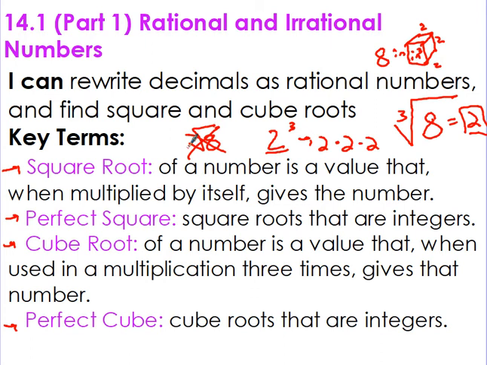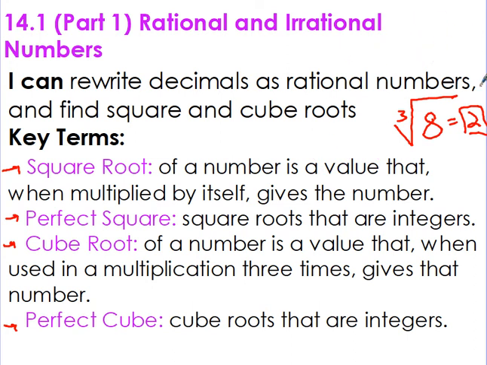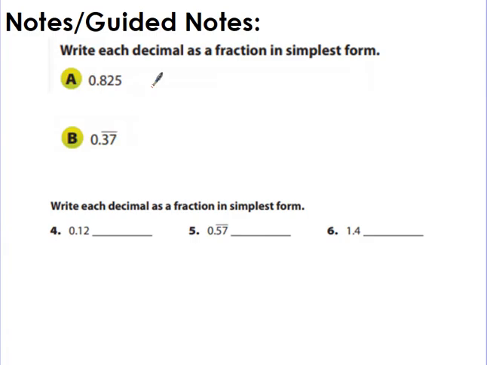A perfect cube is the same thing as a perfect square: when we have an integer for our answer. So this is a perfect cube because 2 times 2 times 2 is 8. But if I asked for the cube root of 7, that's going to be in between 1 and 2. This is not a perfect cube. We don't know what the cube root of 7 is. It would give us a decimal answer. We're going to get a little bit further into this in just a second.